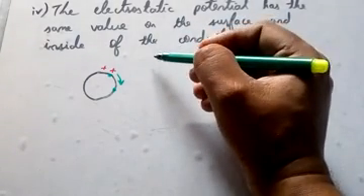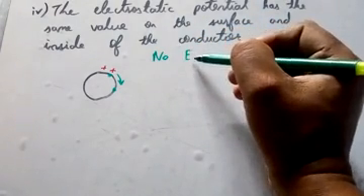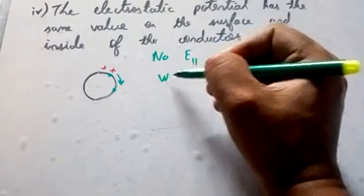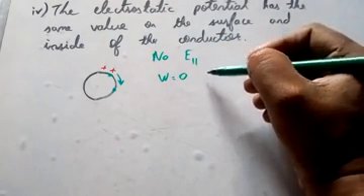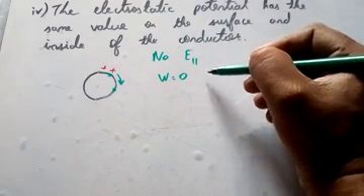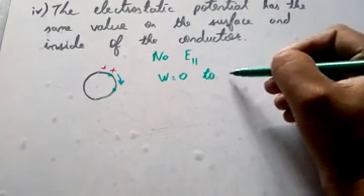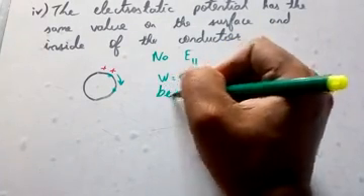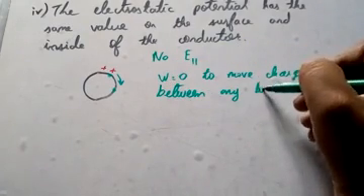So now we know two things. There is no parallel component, and the work done is equal to 0. To move charges between any 2 points on the surface, the work done is 0.